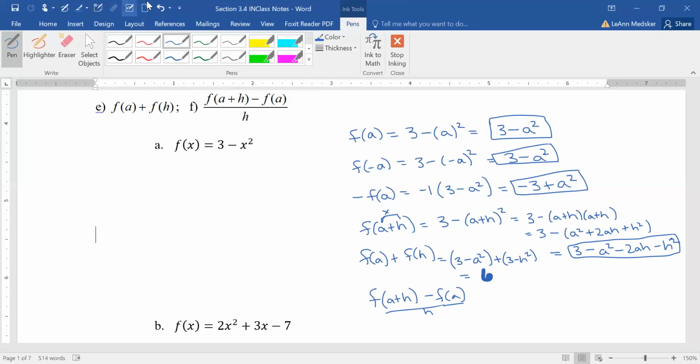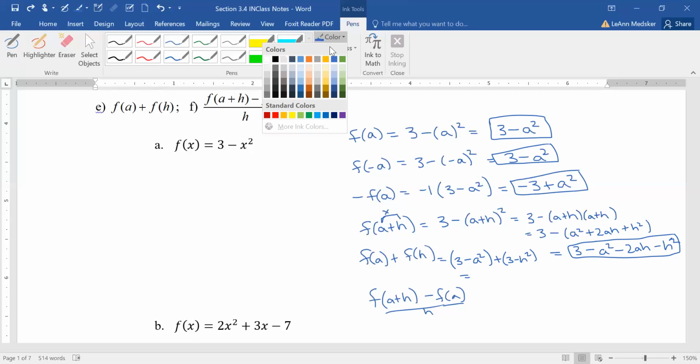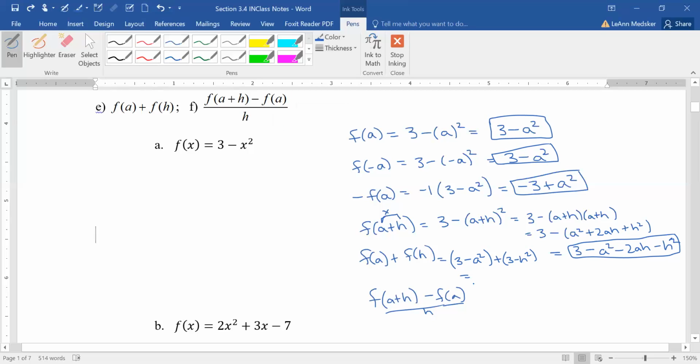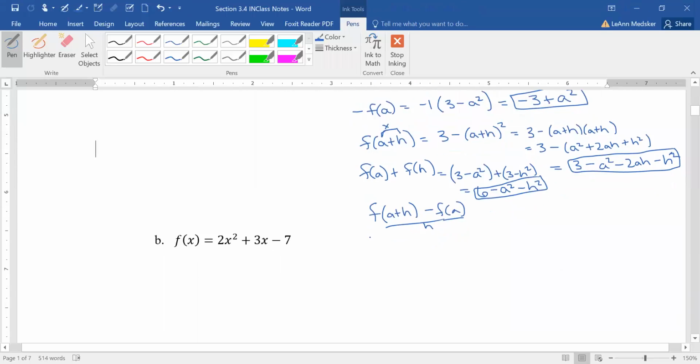Oops. Sorry, anytime I reset it, it wants to change the thickness back to full 1. So let me make that a half. So this would be 6 minus a squared minus h squared, because the a squared and the h squared are not like terms, have different variables, so we cannot add them together.